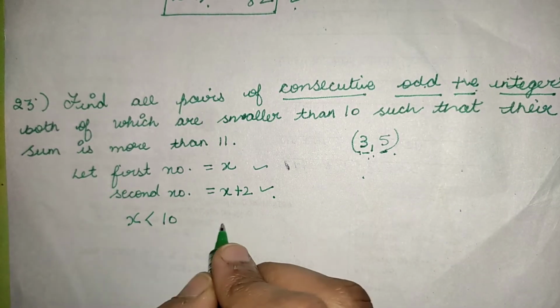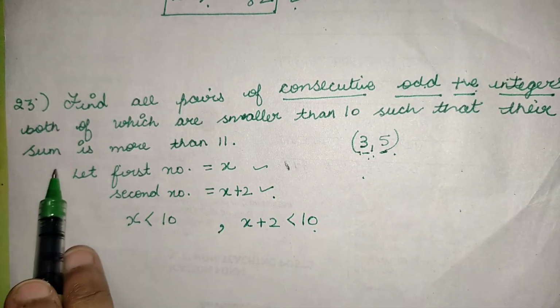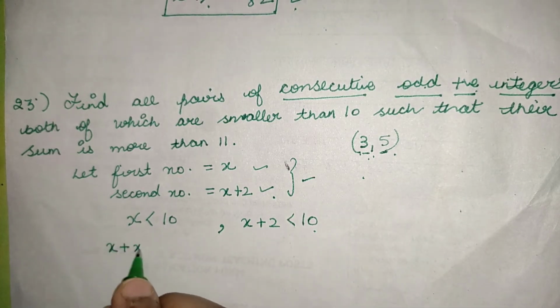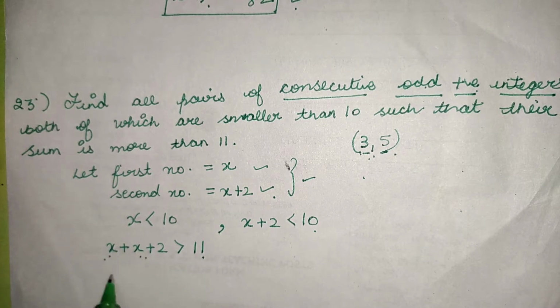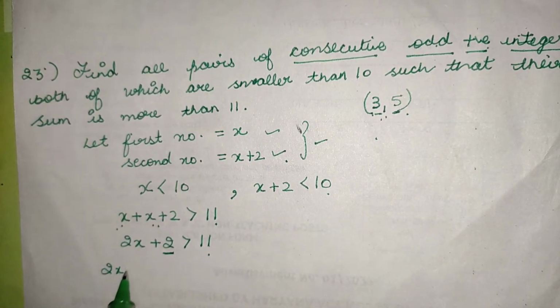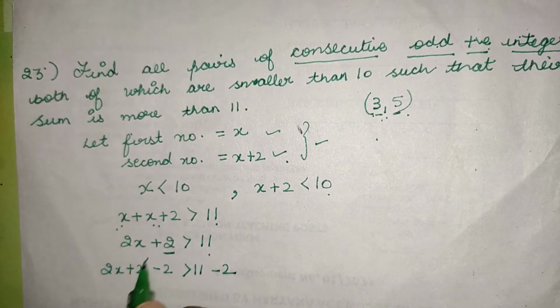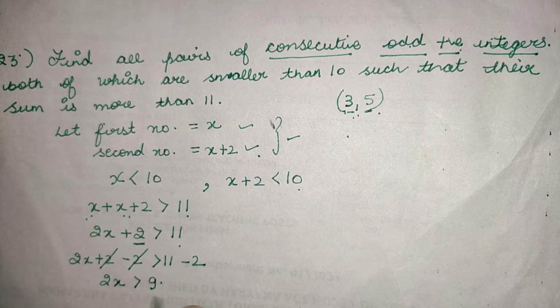So x is less than 10 and x plus 2 is also less than 10, such that their sum is more than 11. If I add both the values, the sum should be greater than 11. So I will get x plus x plus 2, that is 2x plus 2, should be greater than 11. Now I have to remove this 2: subtracting 2, 11 minus 2. The 2 and 2 will get cancelled out, and I will get 2x is greater than or equal to 9.